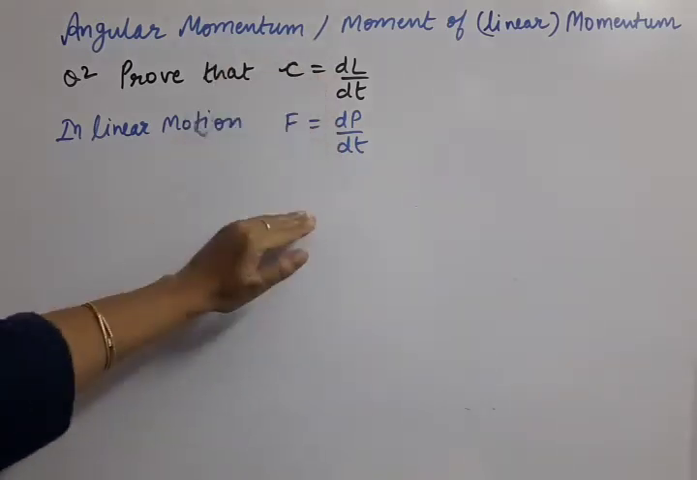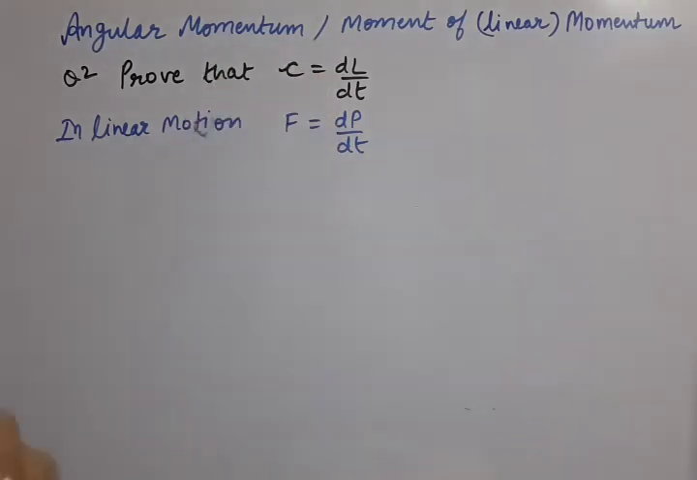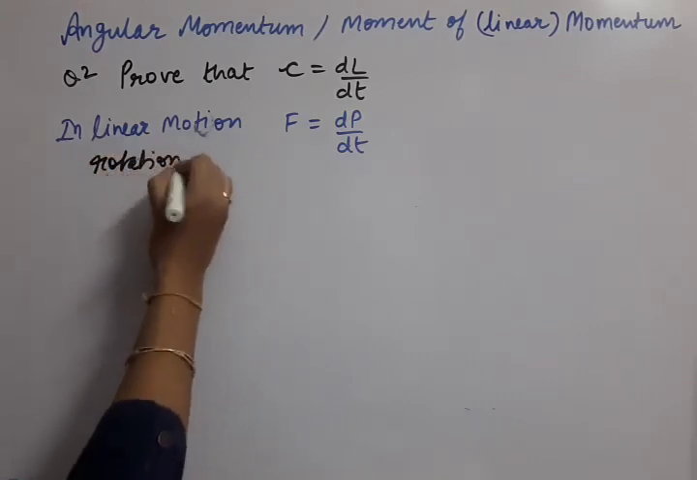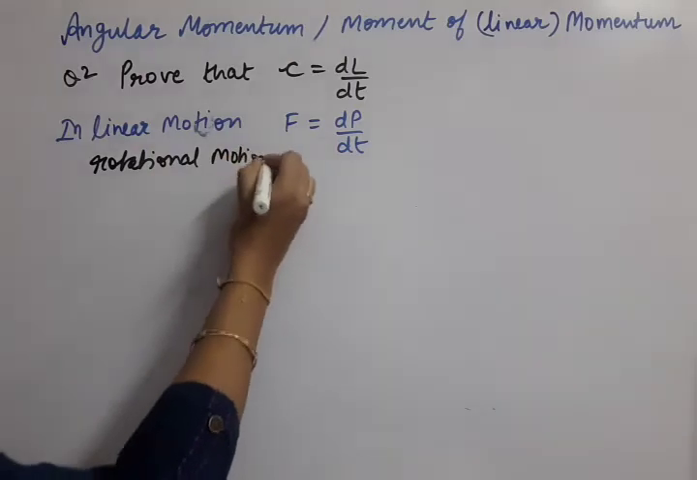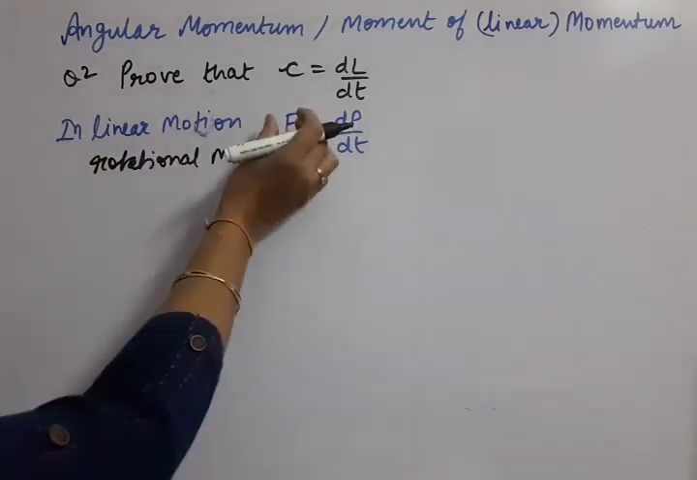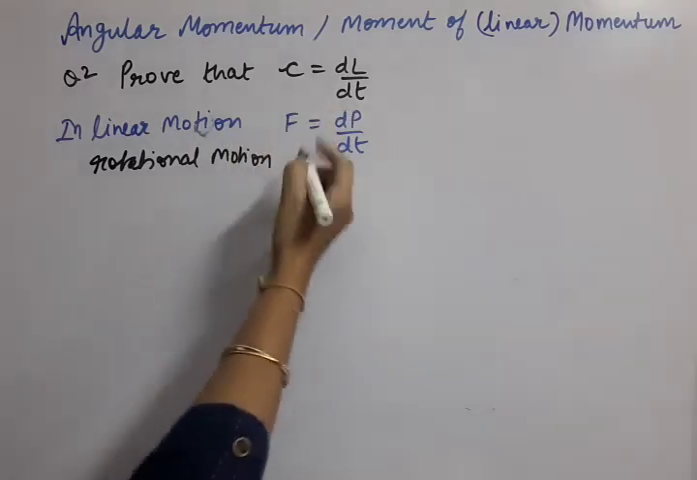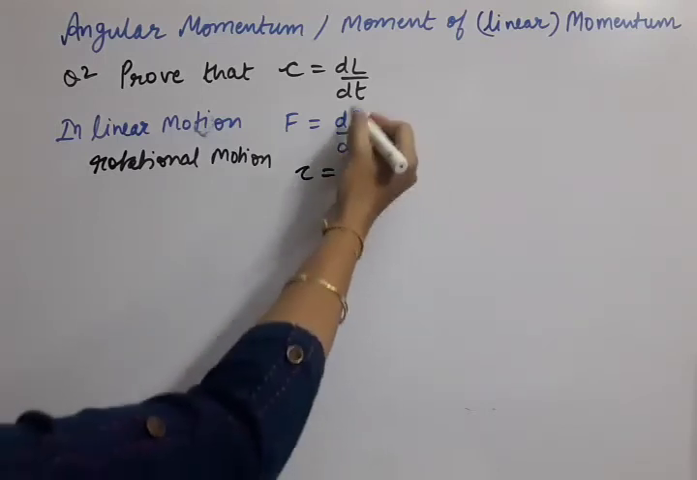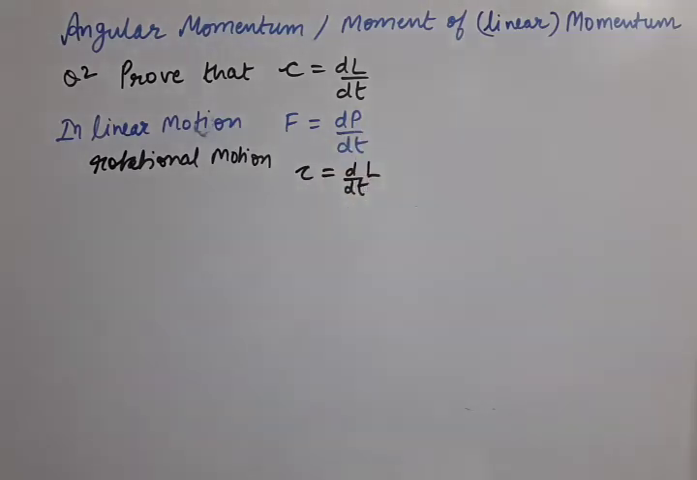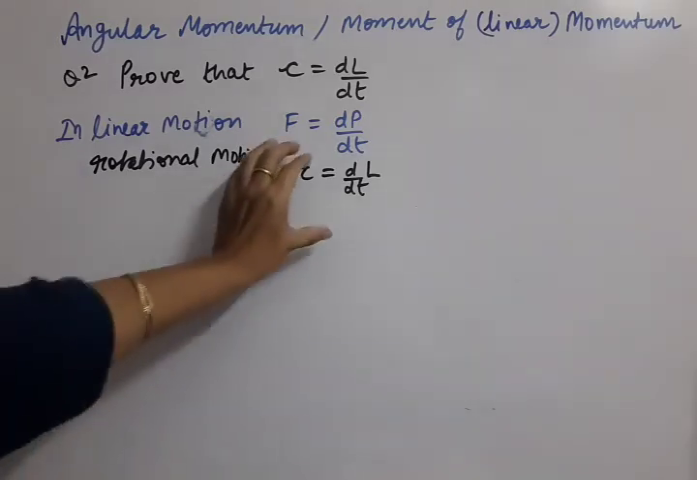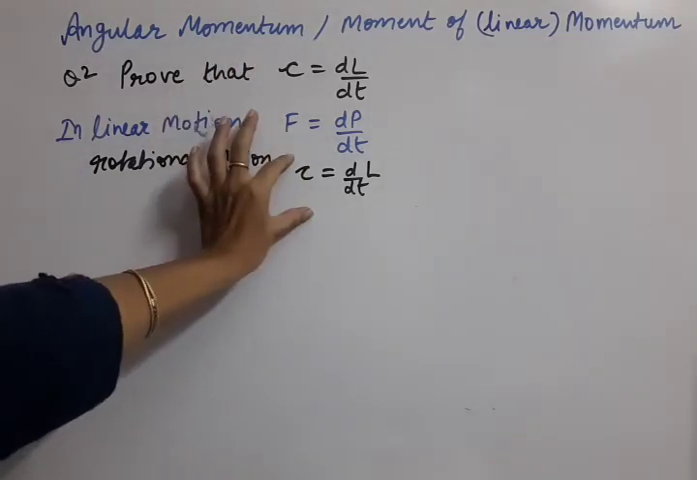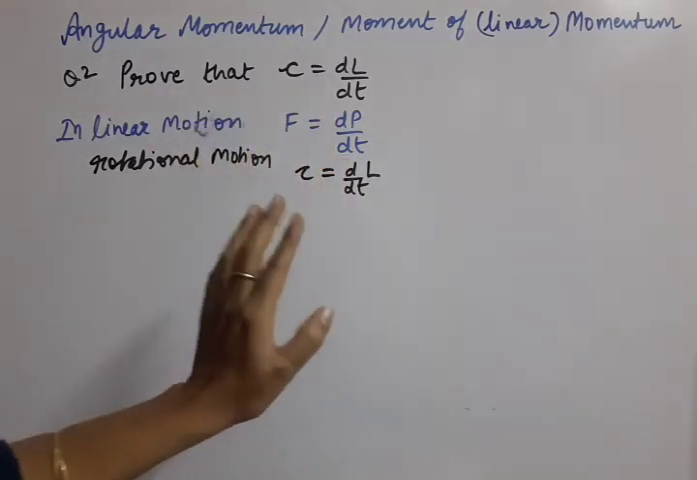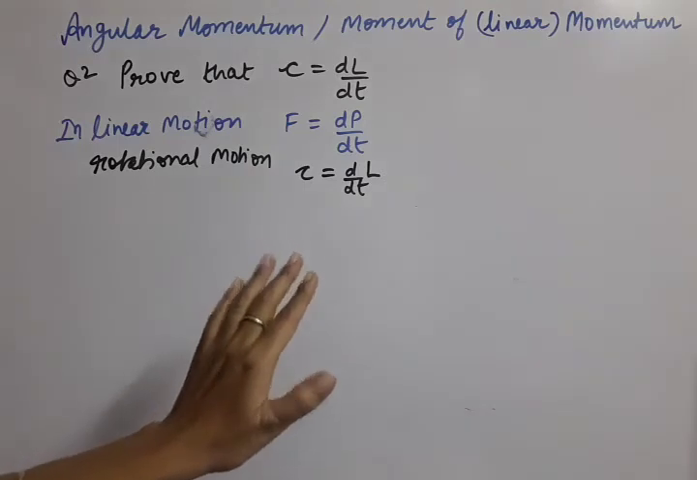Now let us convert this formula for rotational motion. If we want to write it for rotational motion, what is the turning effect of force? That is torque, and d by dt as it is, and in place of linear momentum we have to put angular momentum, so L will come. This way these two relations are equivalent to each other. Torque equal to dL by dt and F equal to dp by dt are actually the second law of motion of Newton's. Now how to prove it?